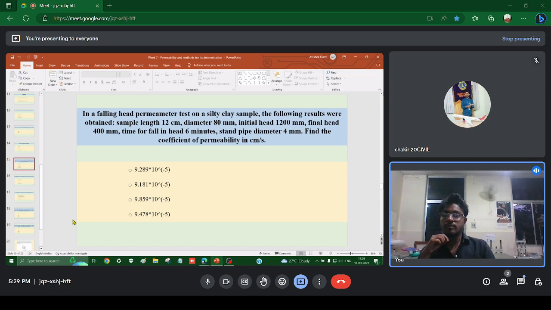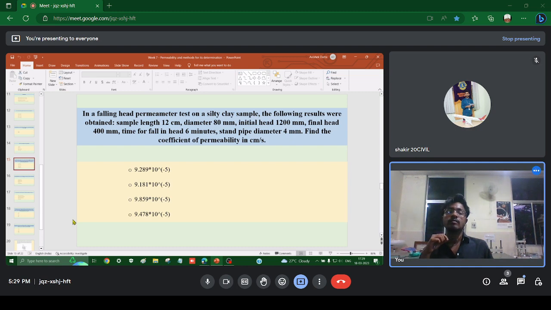So the question was, in a falling head permeameter test on a silty clay sample, the following results were obtained. Sample length was 12 centimeter. Sample diameter is 80 millimeter.